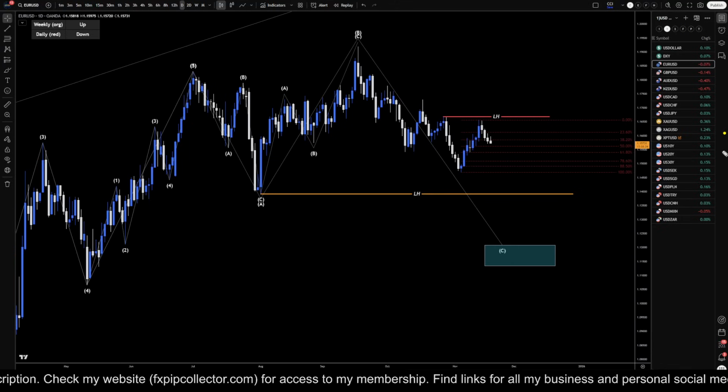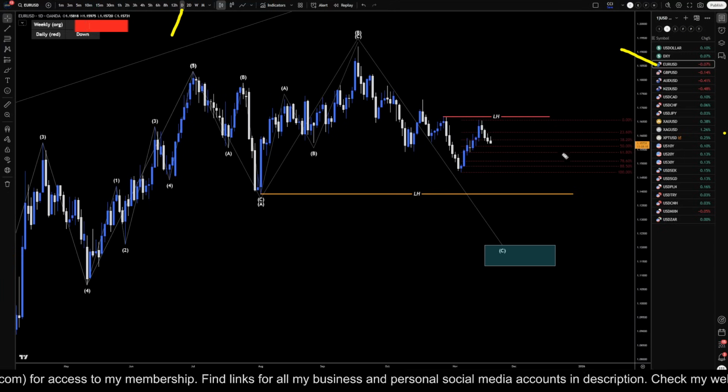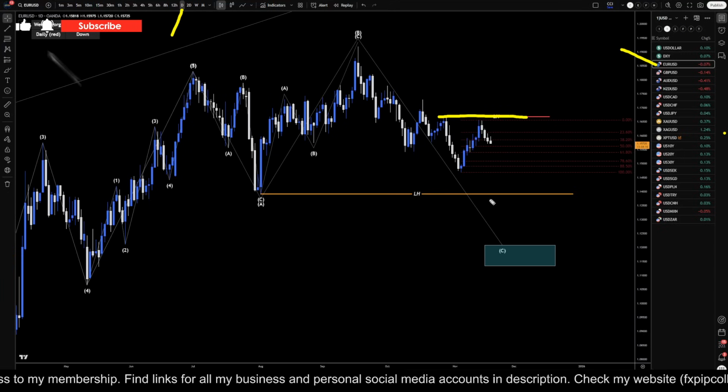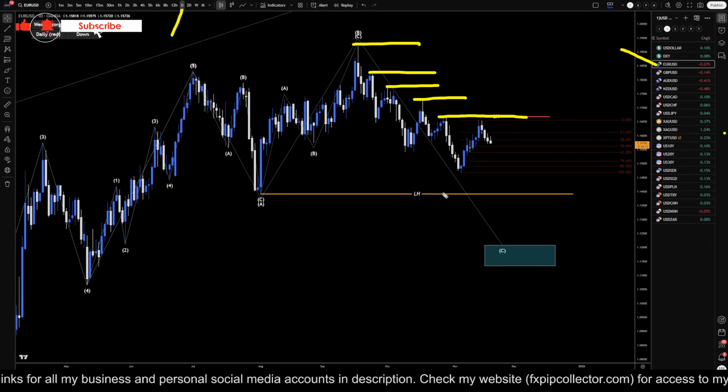Today is Wednesday, November 19th, and this is my analysis for the Euro US dollar, and we're on the daily time frame. On the daily time frame, we made a lower high, and the trend is definitely down ever since we've been making these lower lows, lower highs.